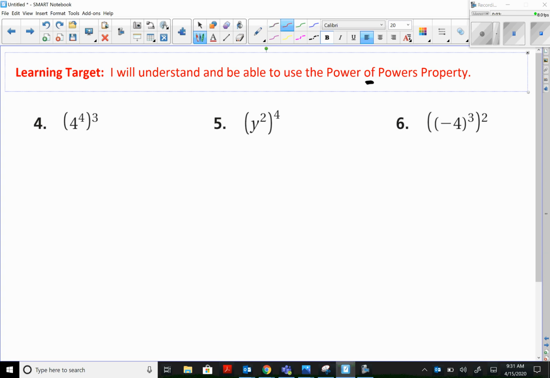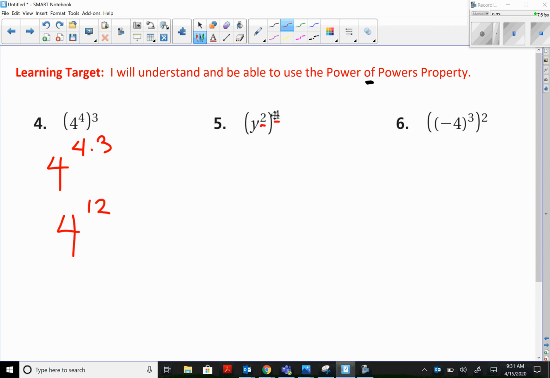If we look at this first example, 4 to the 4th power, and then it's raised to the 3rd power, and that exponent of 3 is on the outside of the parentheses. So I'm going to multiply those exponents together. I get 4 to the 12th power. Same thing with number 5. The y is being raised to the 2nd power, and then I have an exponent of 4 on the outside of the parentheses. I'm going to multiply my exponents together, 2 times 4, and I get y to the 8th power.